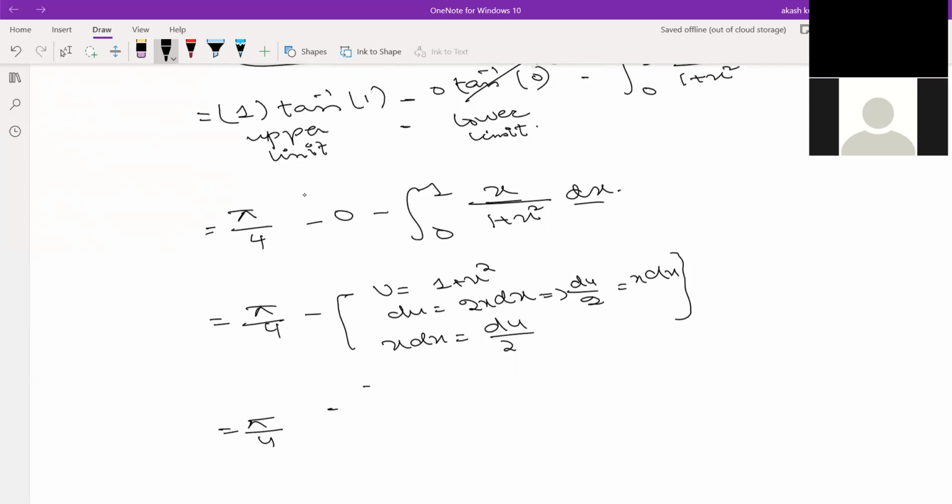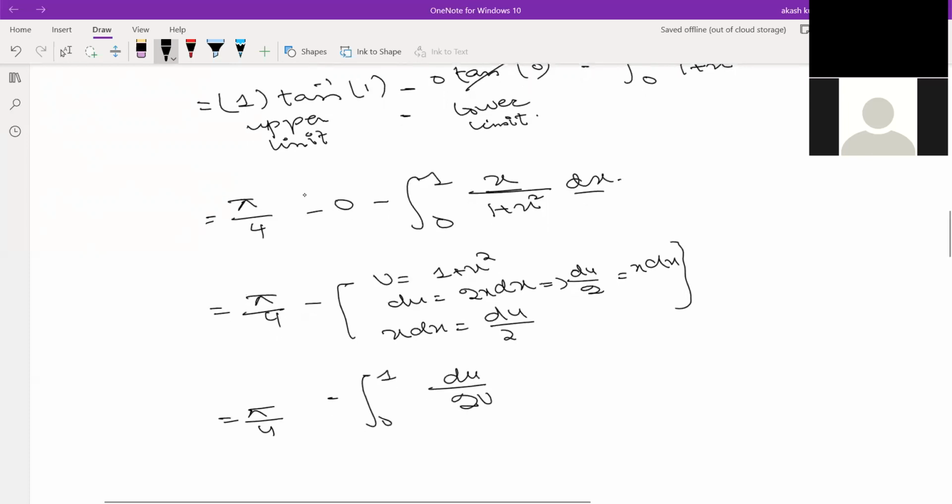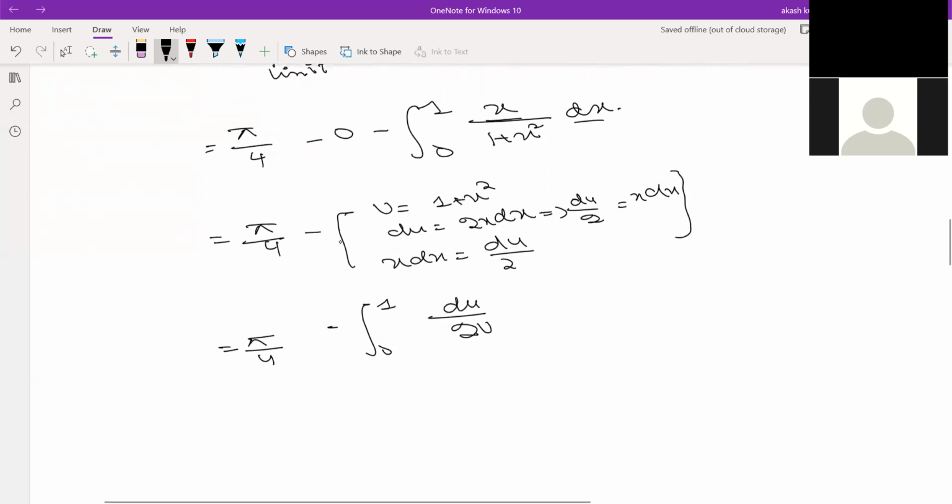Okay. So it becomes integral from 0 to 1, and x dx is du over 2, and u is 1 plus x squared. So our function becomes pi by 4 minus integral from 0 to 1. Can I take the constant out? So the half is taken out. Inside is left du over u.